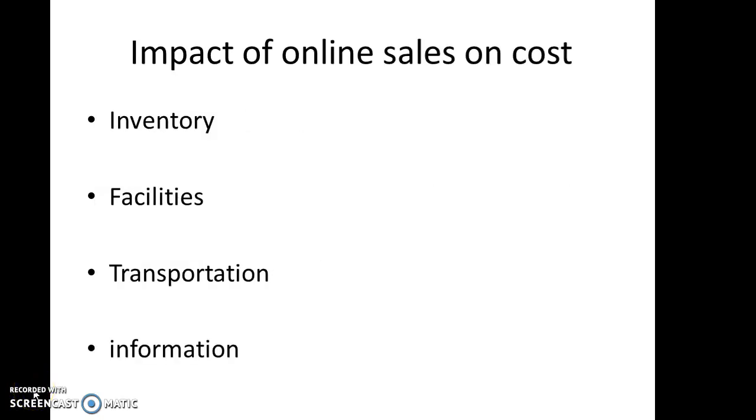Next, we see the impact of online sales on cost. The first factor is inventory cost. Inventory cost is lesser in case of online sales because the aggregation of orders and products is possible here. That is, we can coordinate various orders, and products can be kept in stock only in a central warehouse.